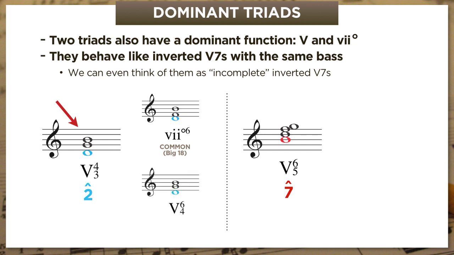Or, by contrast, we could leave out the chordal 7th of 5-4-3, and in that case we'd get a 5-6-4, a dominant triad in second inversion. This is rather less common, but when we see it, it does tend to behave just like a 5-4-3. It's just a little less dissonant.